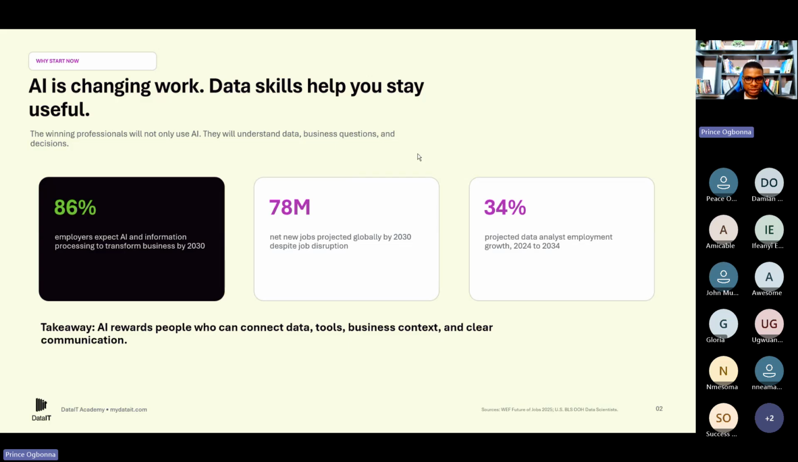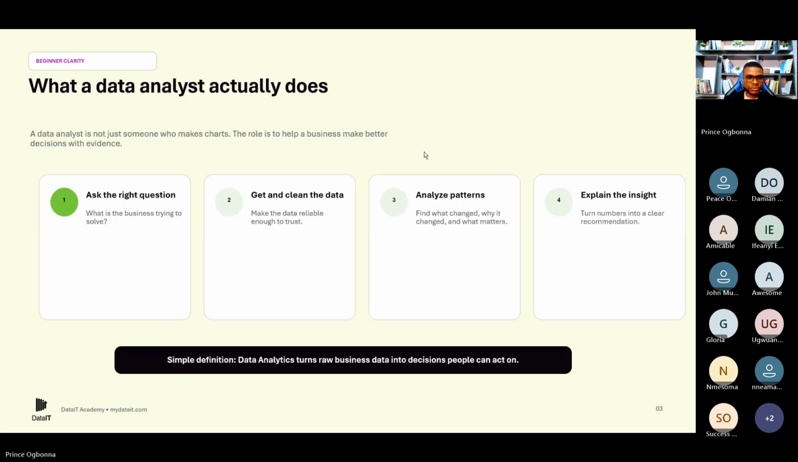Okay, so going to the next slide. What does a data analyst usually do? You might be hearing, okay, data analyst, what are they up to? What do they do in the industry, right? So the truth is, a data analyst is not just somebody who makes charts, even though making charts, dashboards, and visualizations is part of it, right? But that is not the only job you do as a data analyst. The role is to help a business make better decisions with evidence.